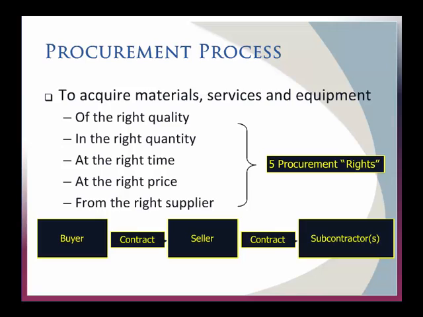So what you're looking for is you want the right quality. So you've got to specify, what does good quality mean? You want to get the right quantity. Remember, we talked about before that the customer should know how many of these things they want. You've got to know when you want it. You've got to know how much you're willing to spend for it, and you want to get it from the right supplier. So you want to make sure that that's the right organization that's giving it to you.